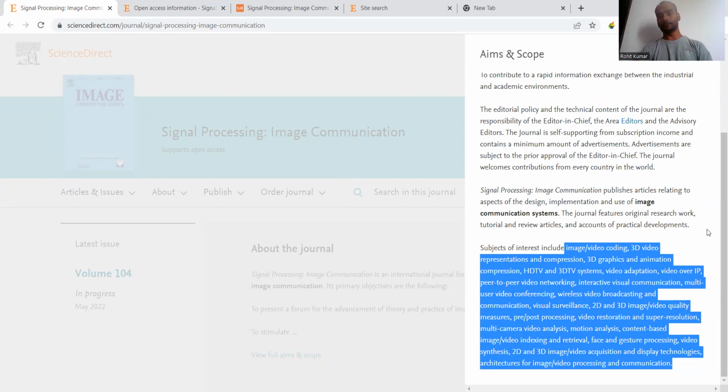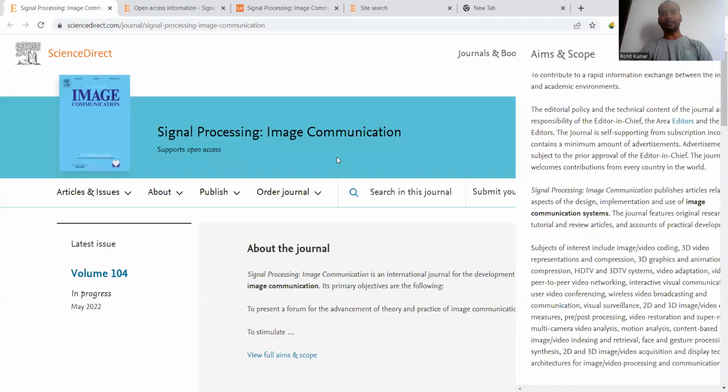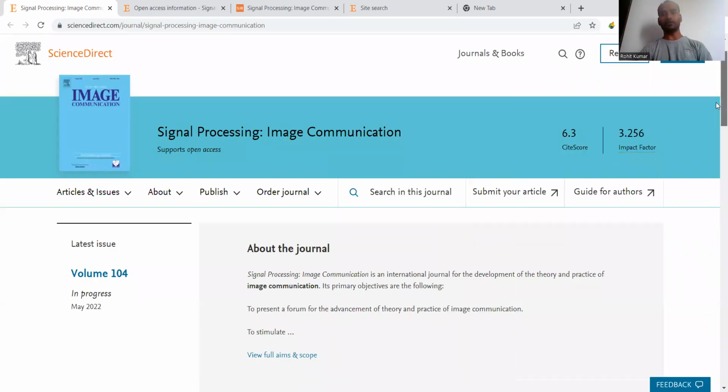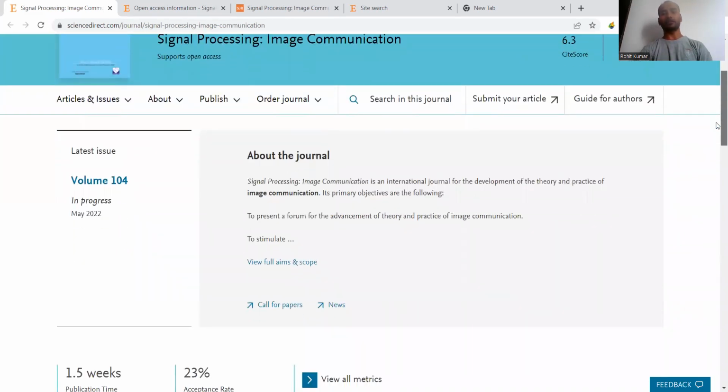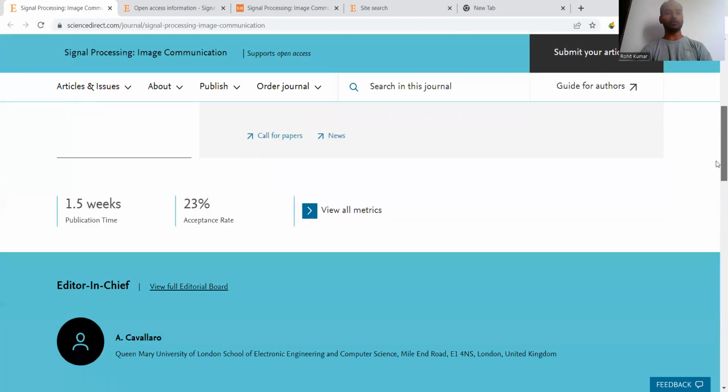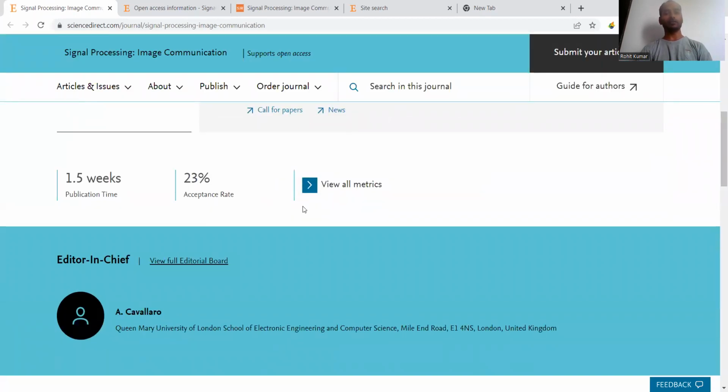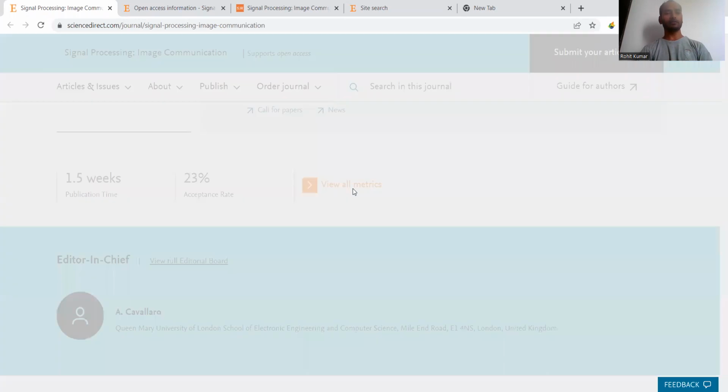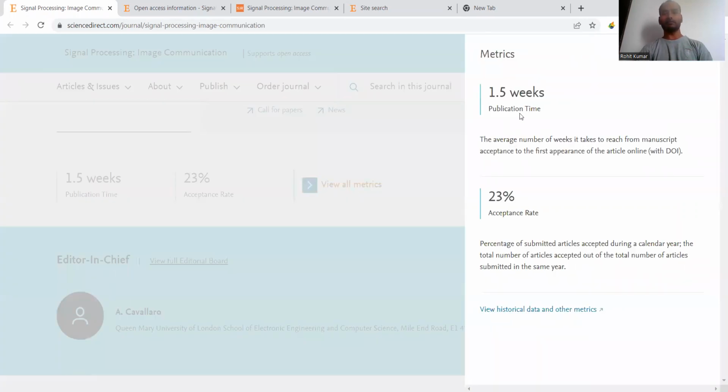So in this way, it is very easy to judge what this journal's scope is and whether your work is lying in this particular domain or not. Okay, coming down here, you can see that some of the metrics are given. So let's see all the metrics. The average publication time is 1.5 weeks and the acceptance rate is quite good, which is 23%. Usually more than 20 is good enough.